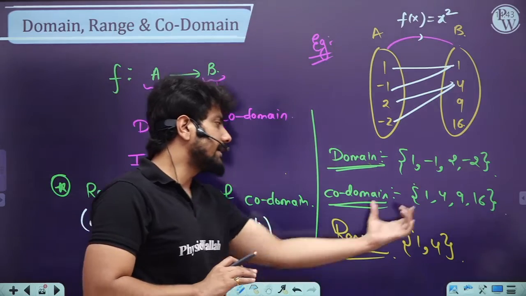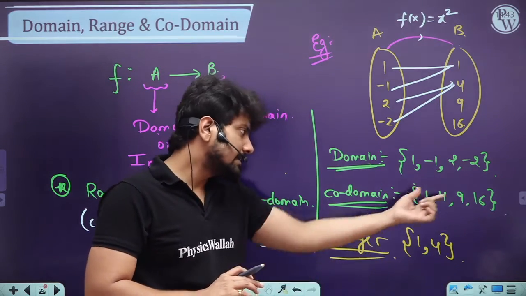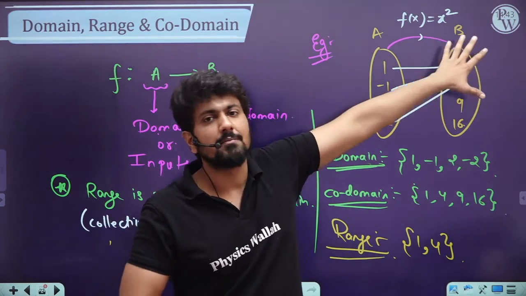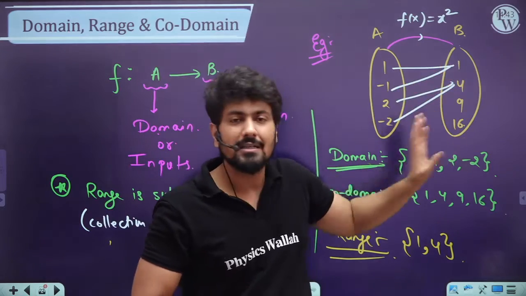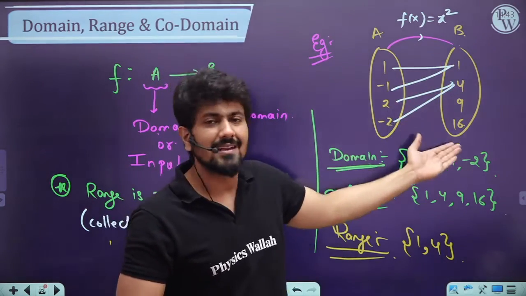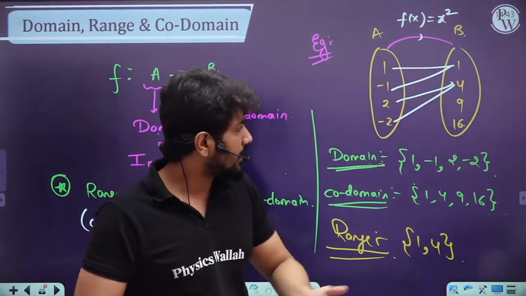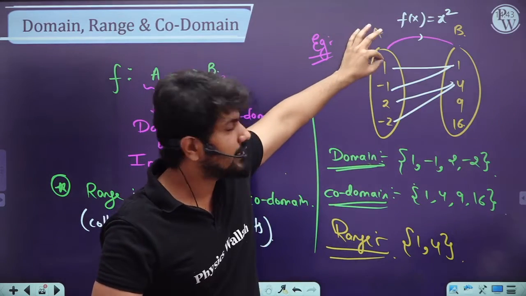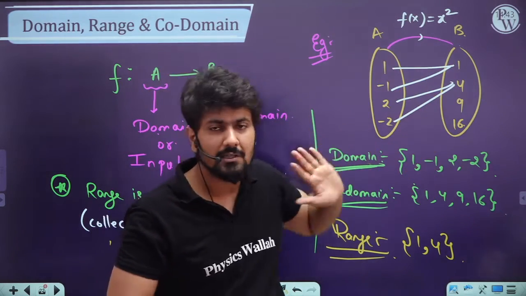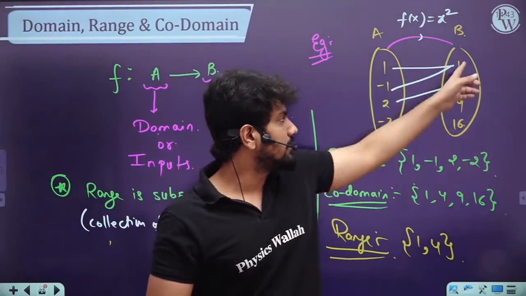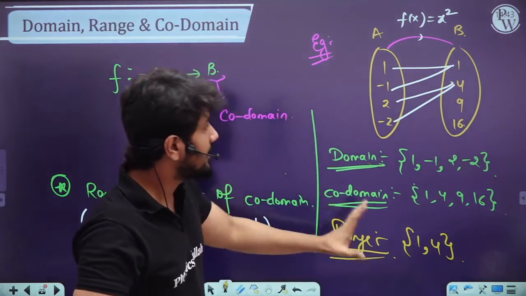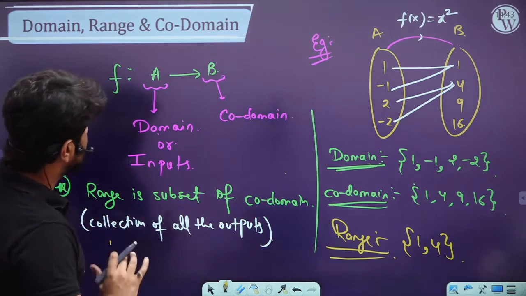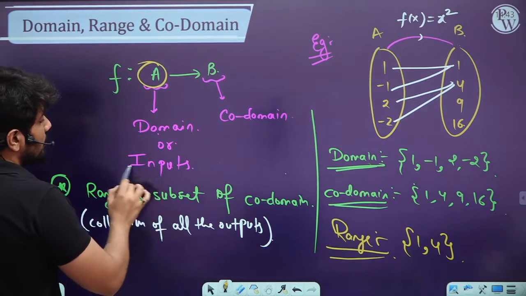So range is what? It is a subset of codomain. Range is basically part of set B. See, all the outputs are not achievable sometimes. Like here we can see that 9 and 16 are not achievable outputs. We are not able to get 9 as an output, because to get 9 I should have 3 over here and we don't have 3 here. So only 1 and 4 are the outputs. These are in the range. So this is the basic understanding of domain, range, and codomain. Domain is the entire set A, or we call it all the inputs.